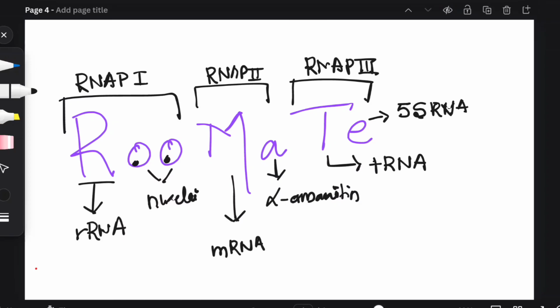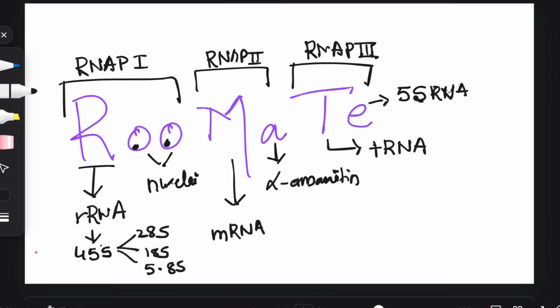Now here we can look at it carefully. The rRNA produced from RNA polymerase 1 forms 45S RNA. This 45S RNA again is cleaved to form 3 more RNAs, that is 28S RNA, 18S RNA and 5.8S RNA. These are the precursors of the rRNA. So by this we have got knowledge of the functions of the RNA polymerases with the mnemonics.